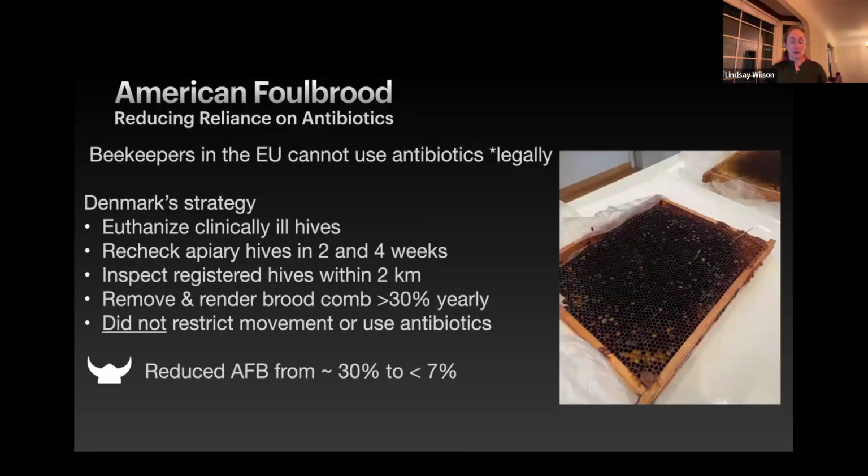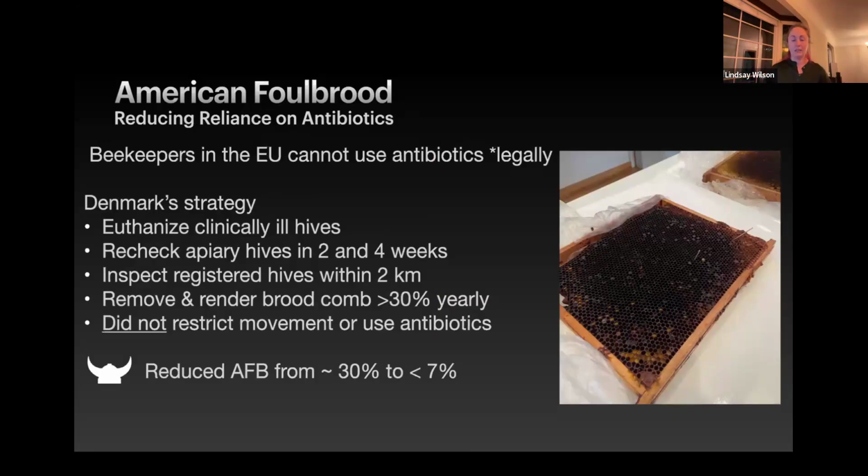When we were at Apimondia, we got to go to the school for beekeeping there. It's kind of like their big ag school. It's a great learning experience for me. In the EU, they are not legally allowed to use antibiotics to treat American Foulbrood. Denmark explicitly allows no antibiotics for use in honeybees at all.